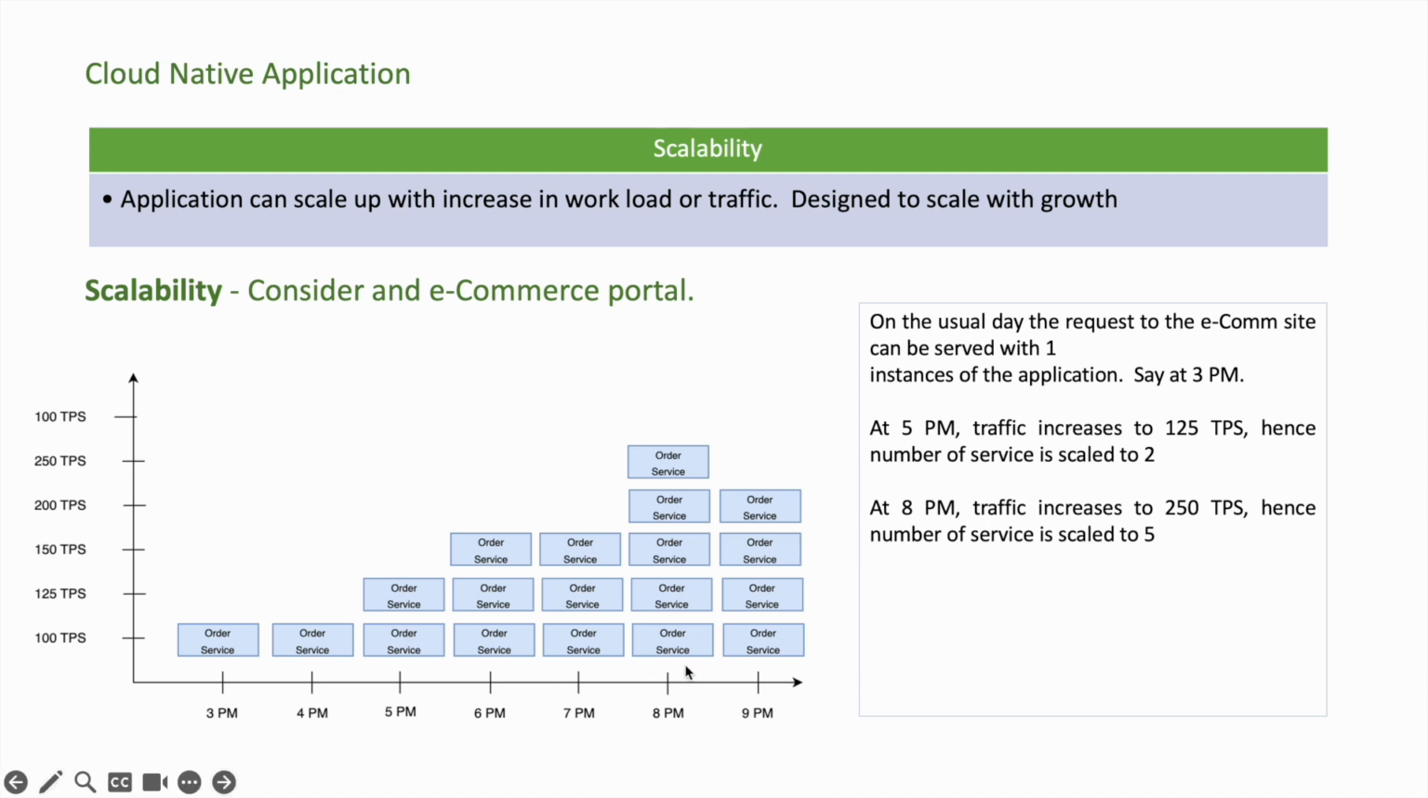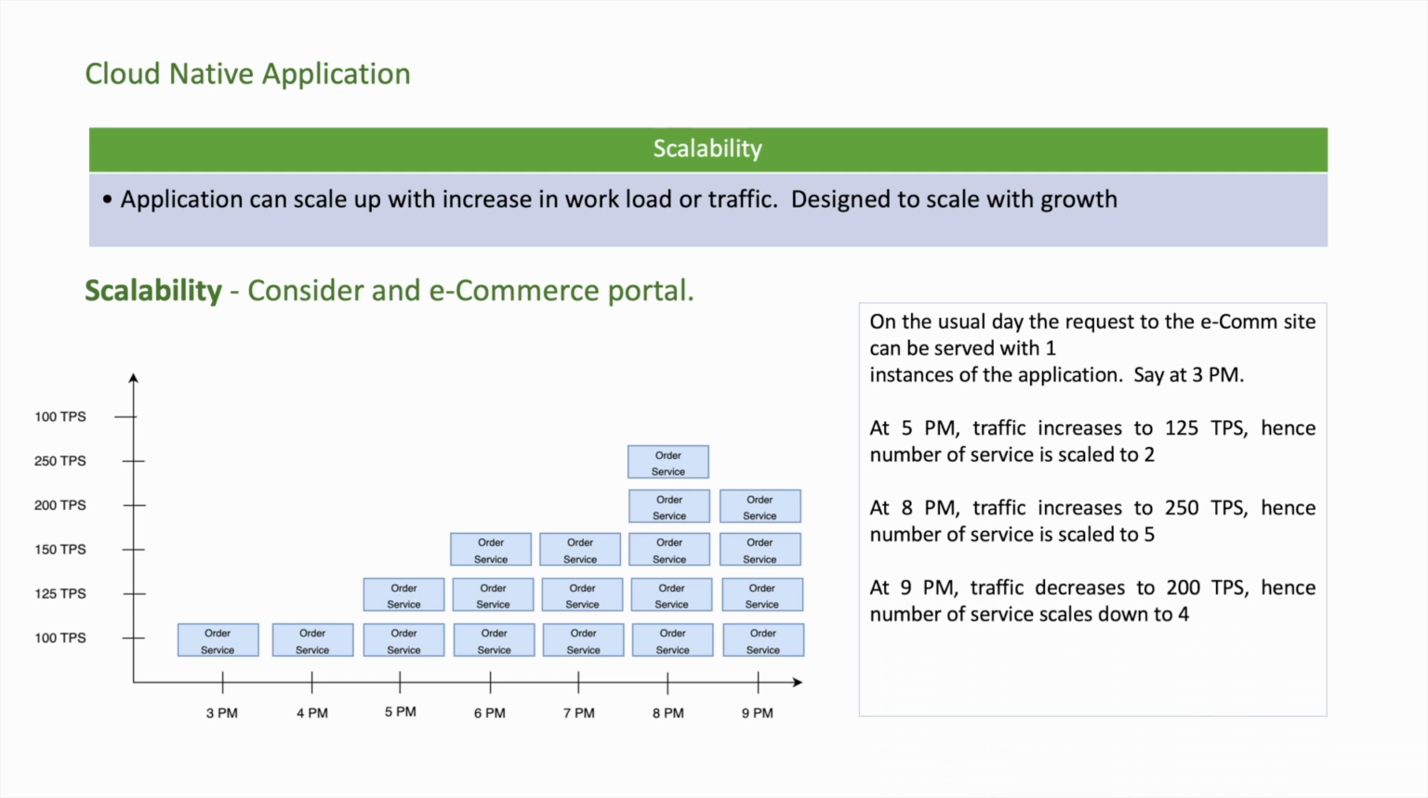Now again at 8 p.m. the traffic increases to 250 TPS, that is double of 125 TPS. To serve the 250 TPS, we need more instances of the order service. Hence we have increased the number of instances to 5 over here. This is what scalability is, and with the help of the elastic nature of the cloud infrastructure, it is very easy to scale the number of instances of this order service.